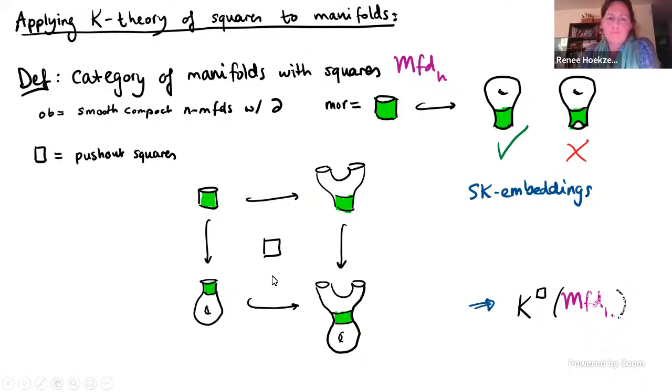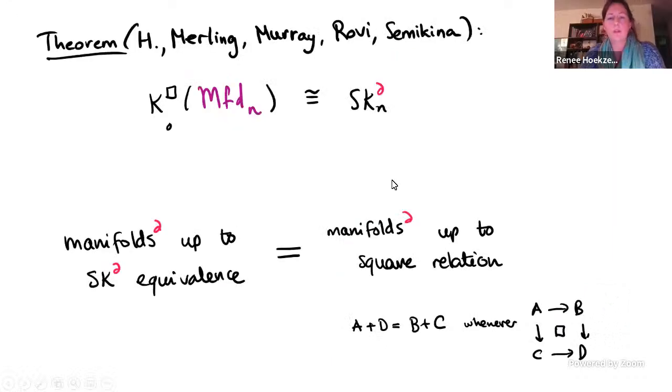So these are really squares that realize that I'm gluing two manifolds along a codimension 0 submanifold. So we show that this is indeed a category of squares with all the conditions, and this means that we get an infinite loop space, K squares of manifolds. And now the main theorem of the first paper is that K0 of this, so pi naught of this infinite loop space, indeed recovers SK boundary.